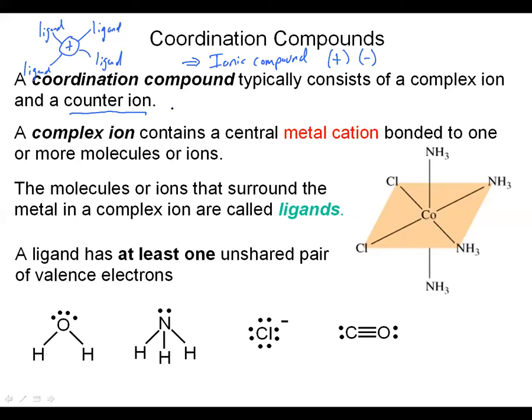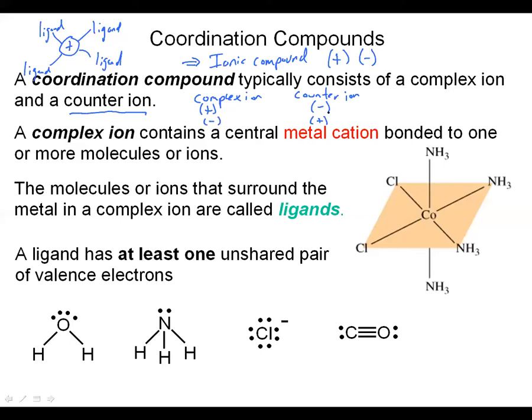A couple of things to keep in mind: the two parts are a complex ion and a counter ion. In certain cases, the complex ion may be positive and the counter ion negative to balance it out, and vice versa. You can have a negative complex ion and a positive counter ion. For lack of a better analogy, the counter ion is almost like a spectator ion. It's there to balance out the charge of everything. While a lot of times we focus more on the complex ion, the counter ion is usually there just to balance it out.